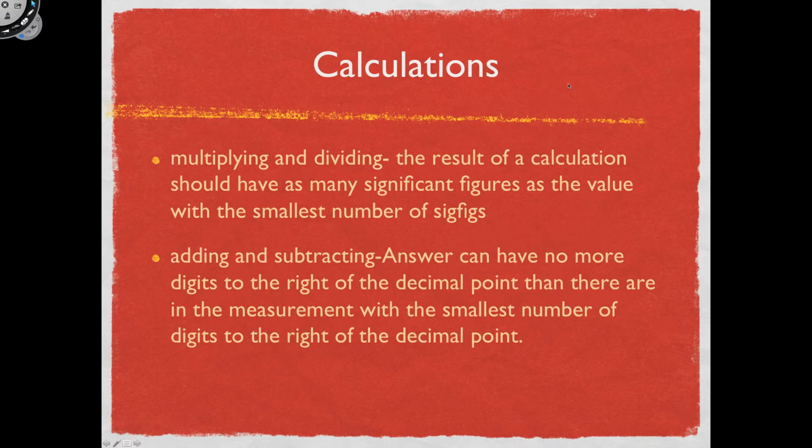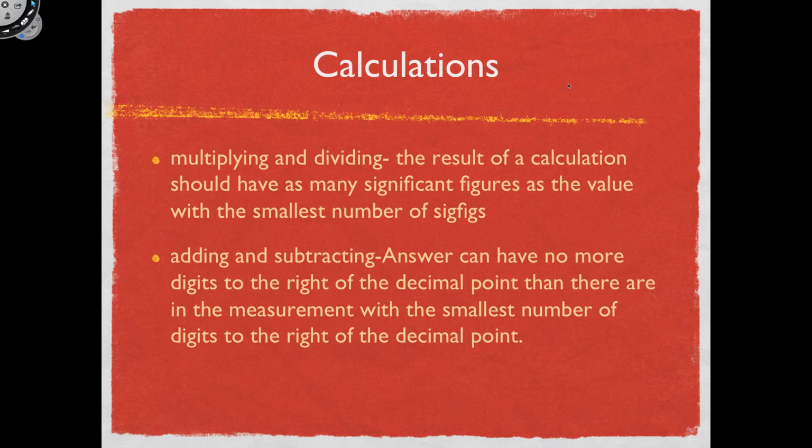For calculations, there are 2 different rules. Multiplying and dividing: you're going to look at all the values that you multiplied and divided, and find whichever one of those values has the least number of sig figs. Whichever one has the least number of sig figs, you're going to round your answer to that amount.